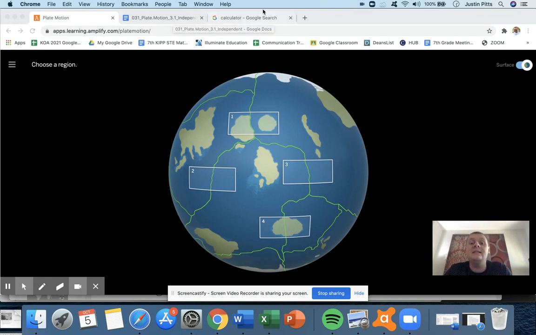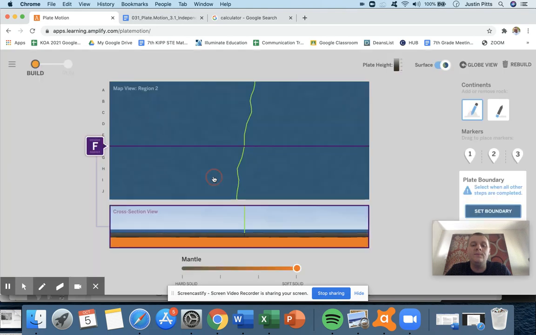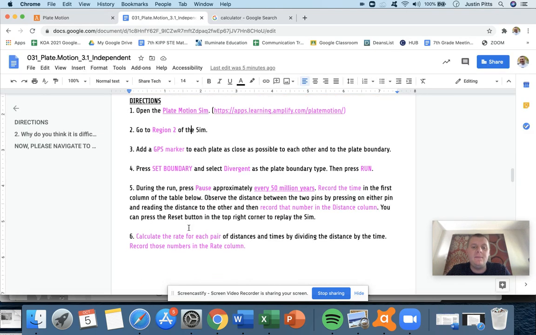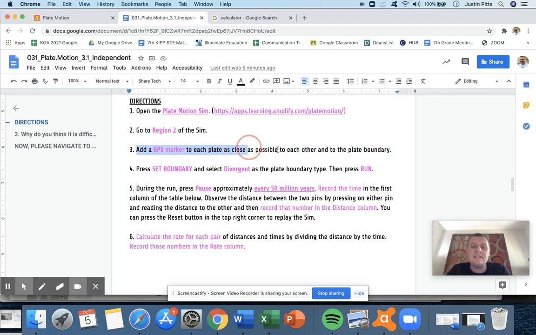Once you're inside the sim, here is our globe view that we always see first. We're going to click Region 2. Once I'm in Region 2, again, acknowledge that you have the map view at the top and you have your cross-section view at the bottom. Now, my instructions tell me in my CAMI that once I'm in Region 2, it says add a GPS marker to each plate as close as possible to each other and to the plate boundary.